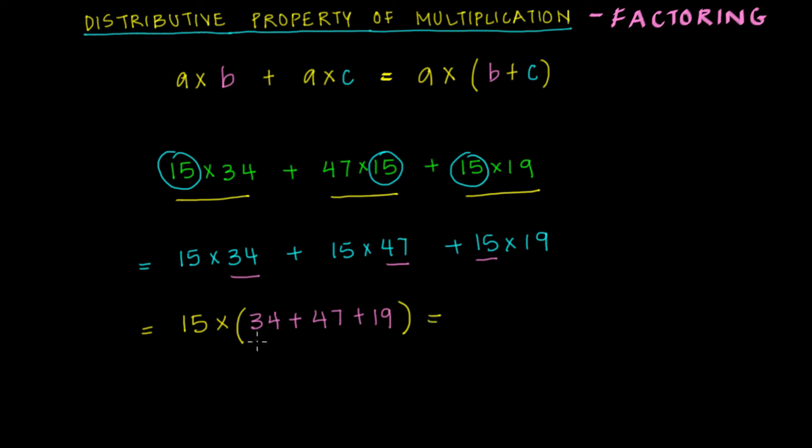And then we can add these. So 34 plus 47 is 81. 81 plus 19 is 100. So this now becomes 15 times 100. And that is much simpler because that is 1500. So you'll notice how the factoring form of the distributive property of multiplication helps us to make problems simpler.